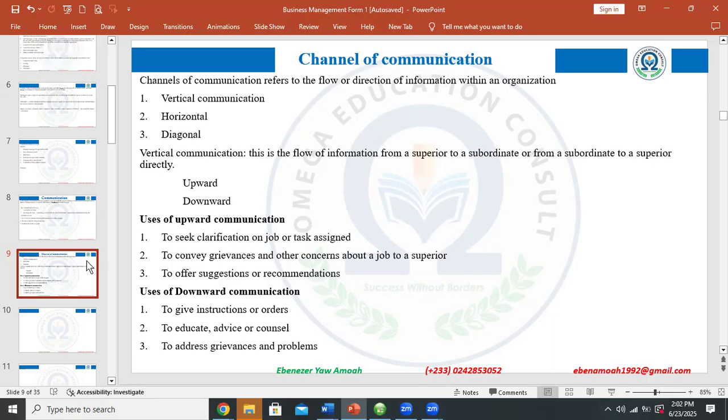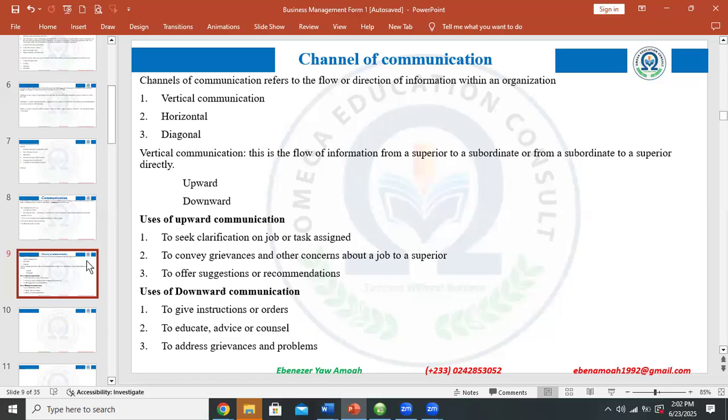You can only communicate upward by seeking clarification, offering suggestions, right? You can't give instructions using upward communication. Who are you instructing? You are going to instruct your boss? That's not possible. So instruction is a typical downward communication, right? And grievance, suggestions, and seeking clarification are upward communication.